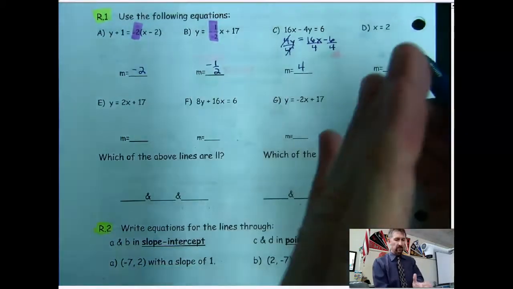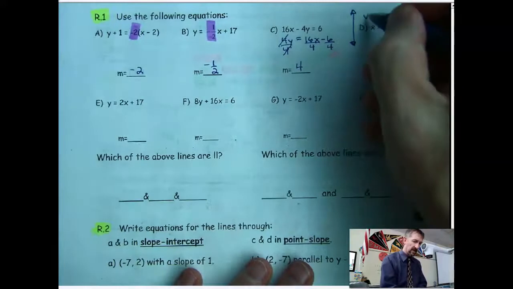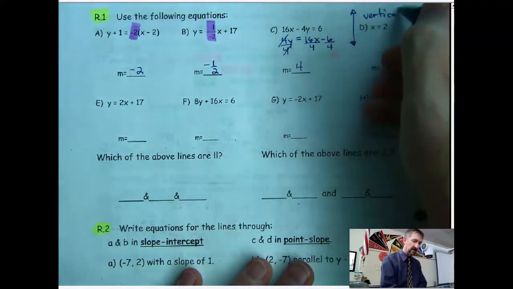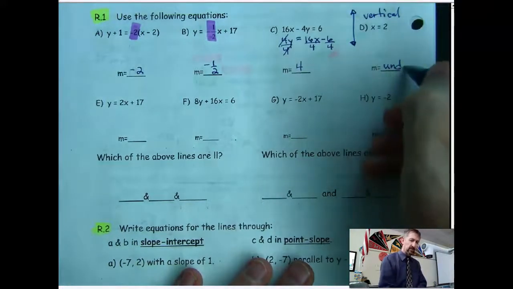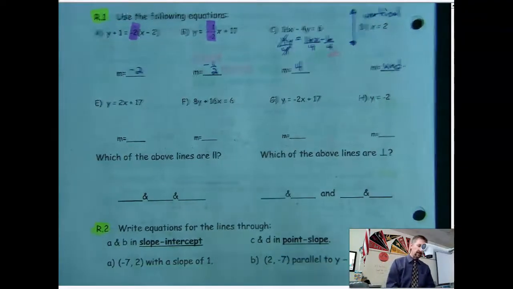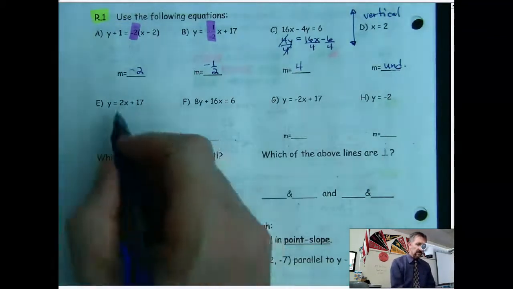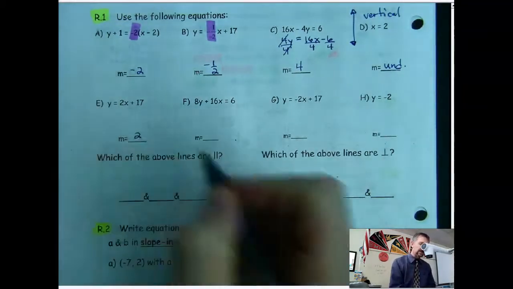Okay, x equals 2. That's a vertical line. And vertical lines have undefined slope. How can you talk about rise over run if it's not moving over at all? Okay, here, that is slope-intercept form. Slope is 2.